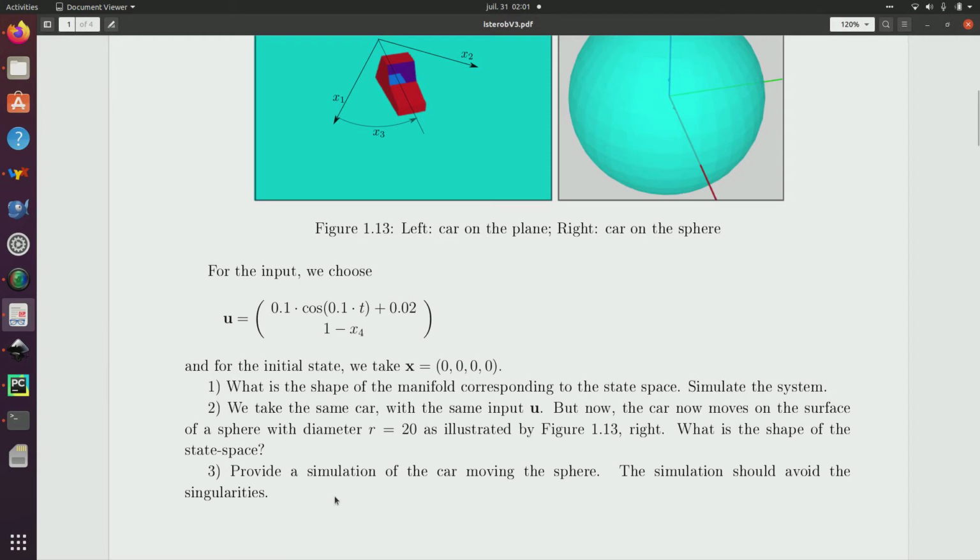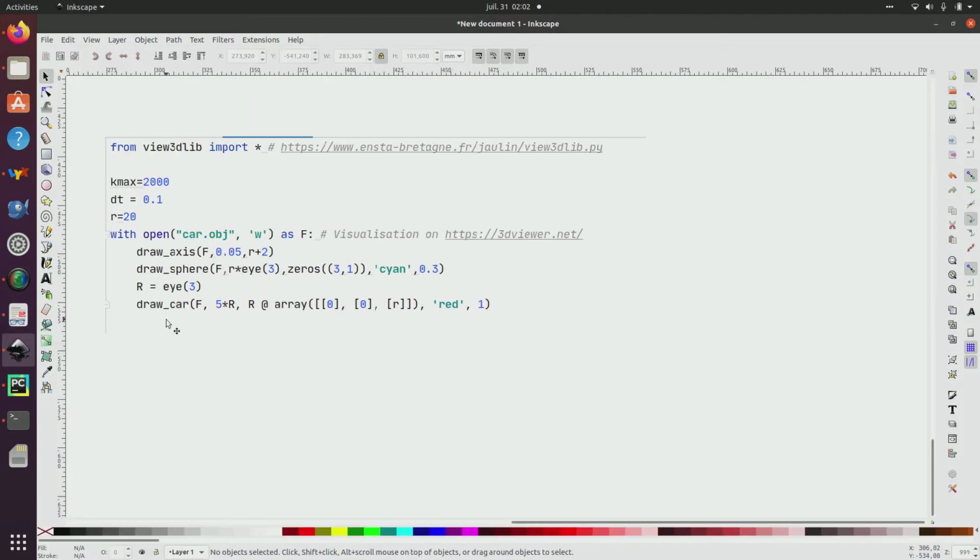Question number 3, I have to provide a simulation of the car moving on the sphere. And of course, this simulation should not use Euler angles. I have to avoid all possible singularities. So I propose to use this library, available here, for drawing in 3 dimensions. Again, I will take this dt and a number of iterations, but first I will draw the sphere here in cyan with a radius equal to 20 meters.